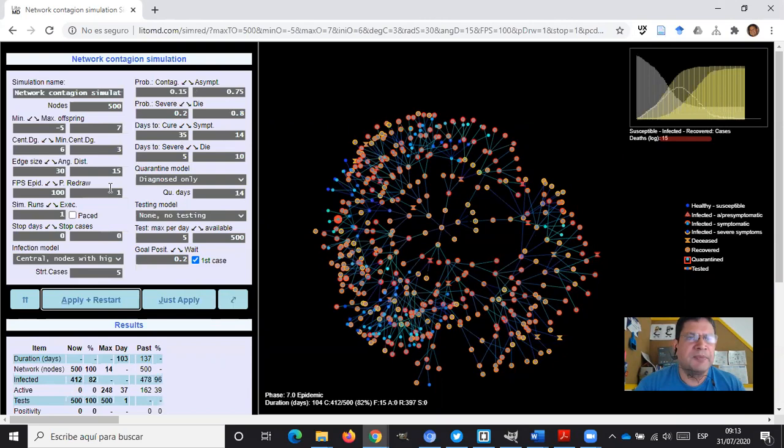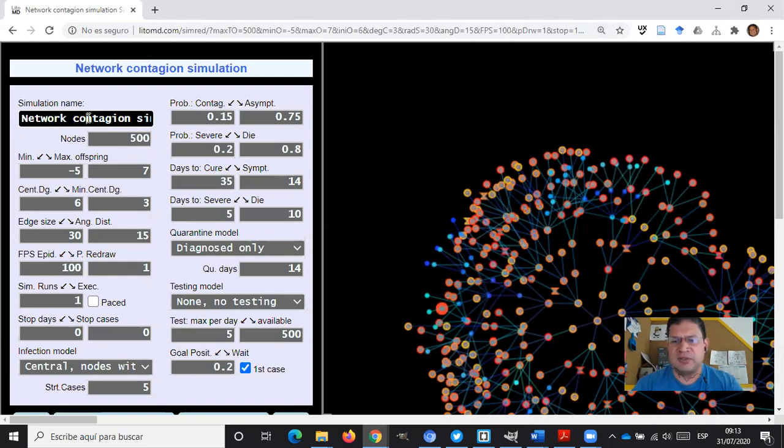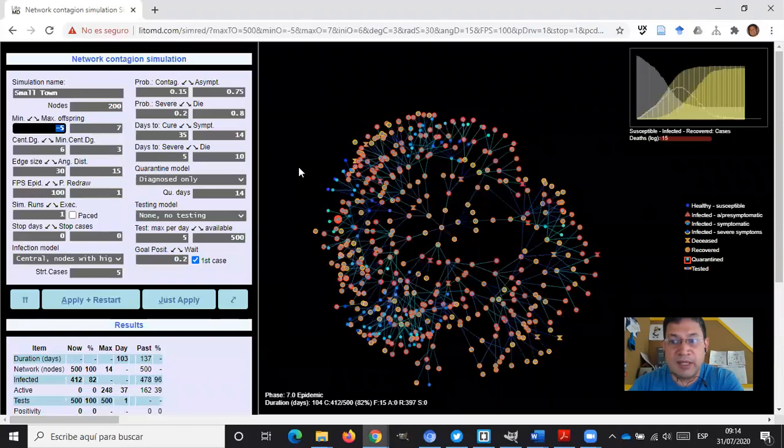The first two parameters are the network simulation name, the name the simulator is going to use. Let's say we name this one small town, and that we're going to simulate 200 nodes. The nodes in the simulator represent the persons that form the social group. So the social group is going to be formed in this case by 200 persons, and the simulator is going to create the structure of the society based on these parameters.